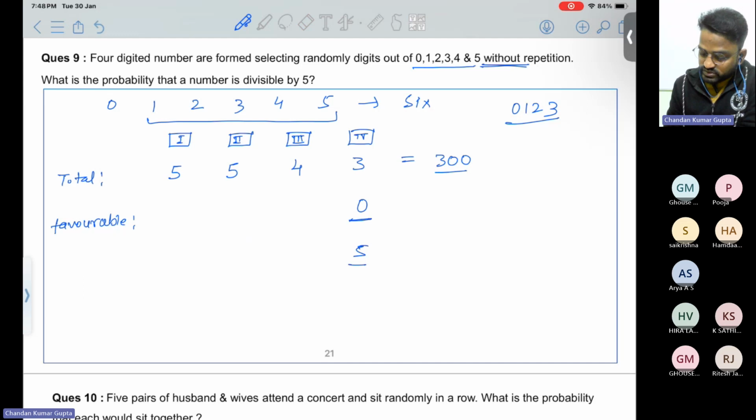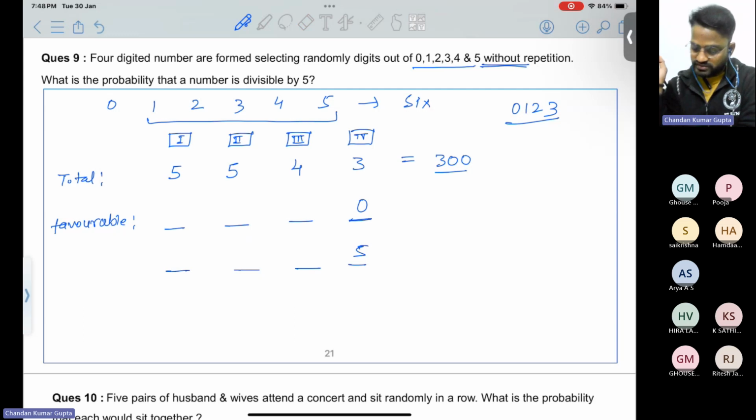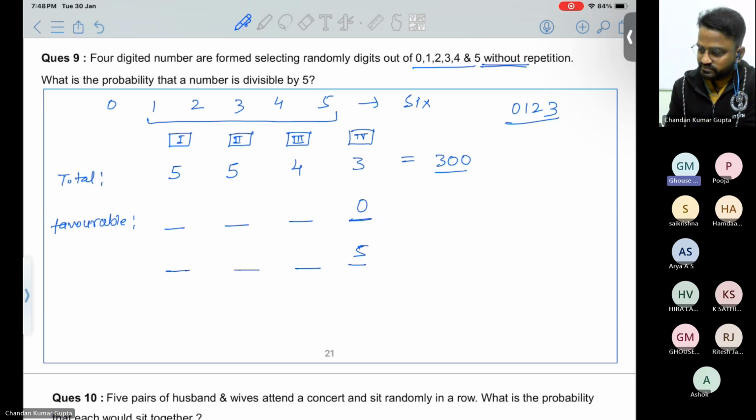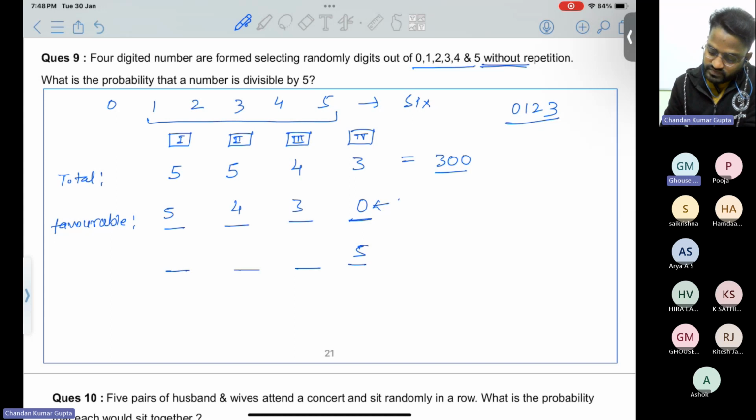Suppose 0 is here. So from these three, how many possibilities are there? Now it is clear. Anyone tell? For first position, 4. Are you sure? Why? Because we have already removed 0, 5 is there. So all 5 possibilities are there, 4 are there, 3 are there, and this has 1 possibility. So it comes out to be 5 into 4 into 3. That comes out to be 60.